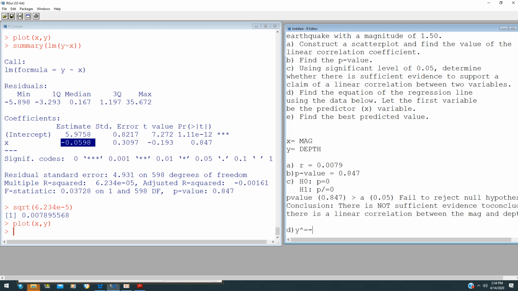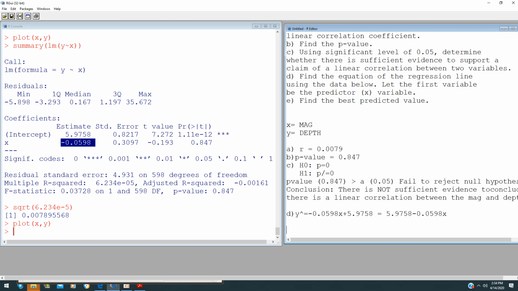Your slope in this case is negative 0.0598x plus your y-intercept, which is 5.9758. Or if you want, you can also write it as 5.9758 minus 0.0598x. So you can always interchange your slope and your y-intercept, but make sure that your slope has the variable x next to it. So either one of these is correct. That's how you do this regression equation.